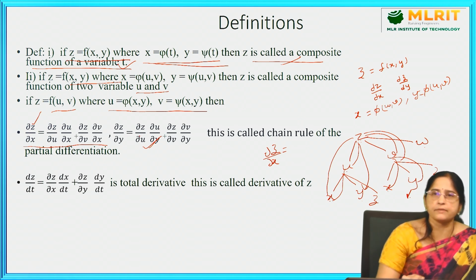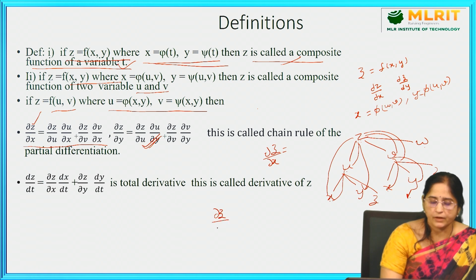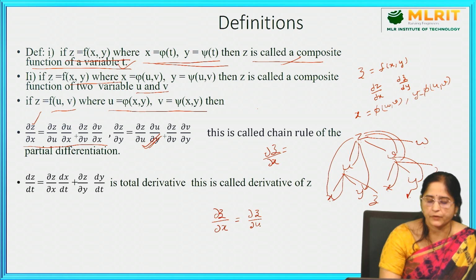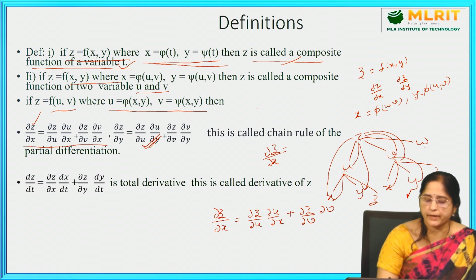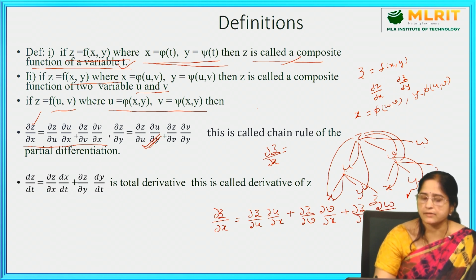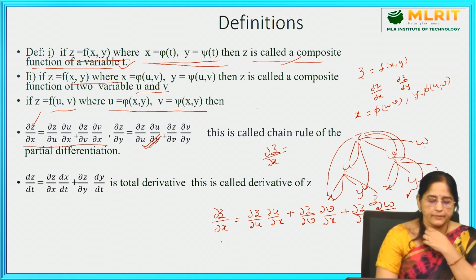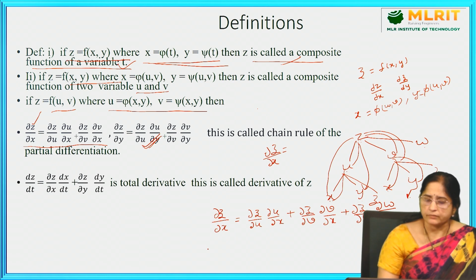So this is the formula for the chain rule for two variables, and this is dou z by dou x for a function of three variables. We can write that as dou z by dou u into dou u by dou x, plus dou z by dou v into dou v by dou x, plus dou z by dou w into dou w by dou x. Similarly, we can write dou z by dou y and dou z by dou w.